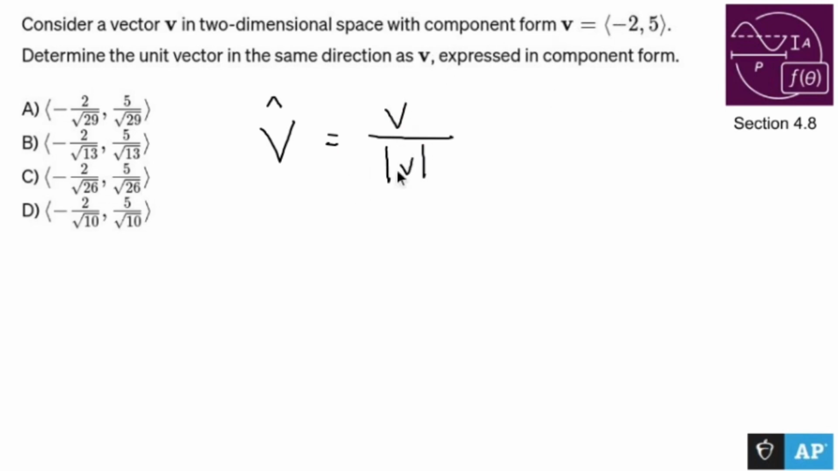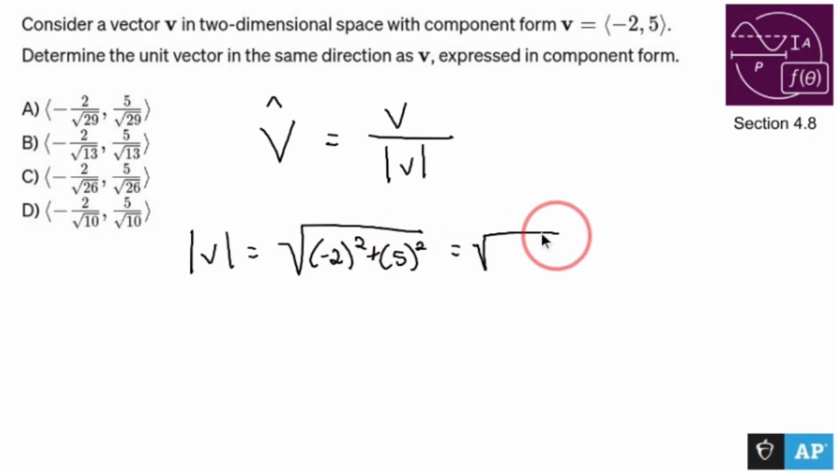What I need to do is find the magnitude of this, and we do that by basically using the Pythagorean theorem. So the magnitude is going to be the big square root of -2 squared plus 5 squared. Okay, -2 squared is 4, 5 squared is 25. So that is going to be the square root of 29. Obviously, I don't need to go much further than that.